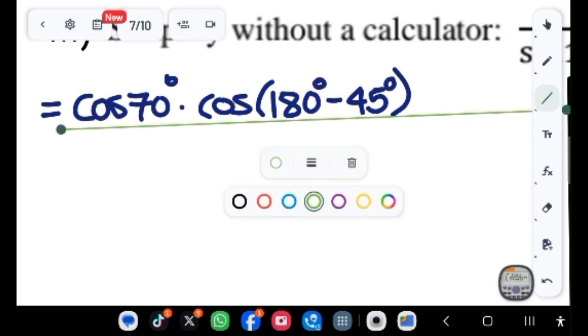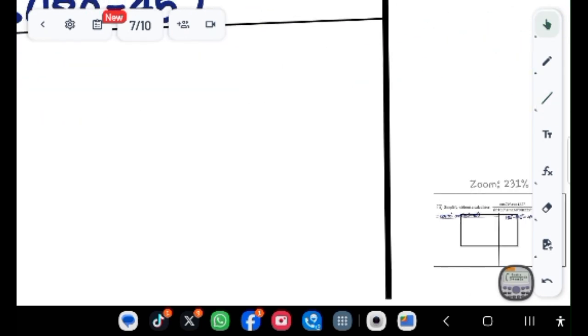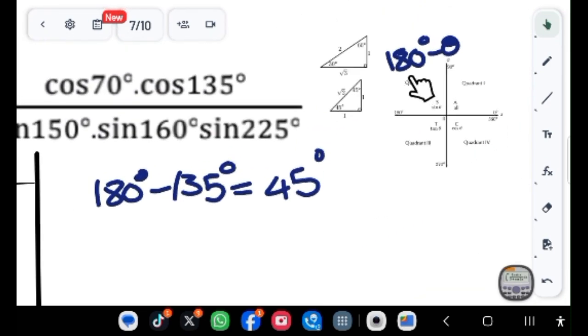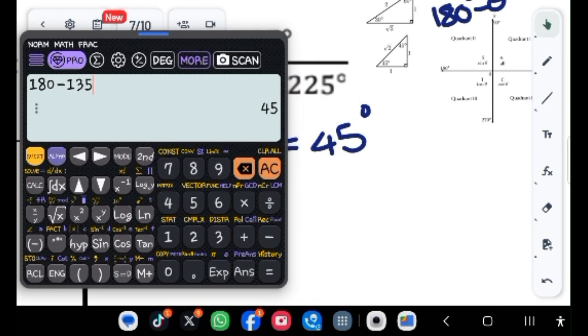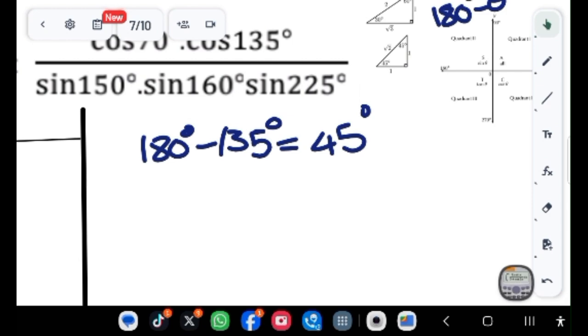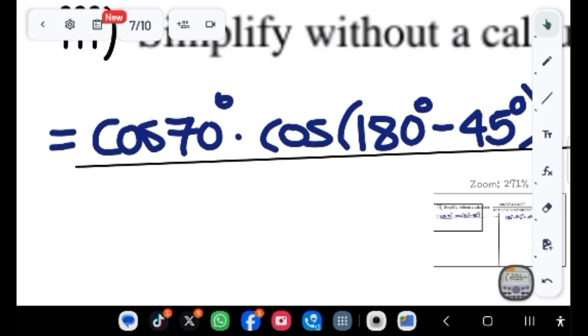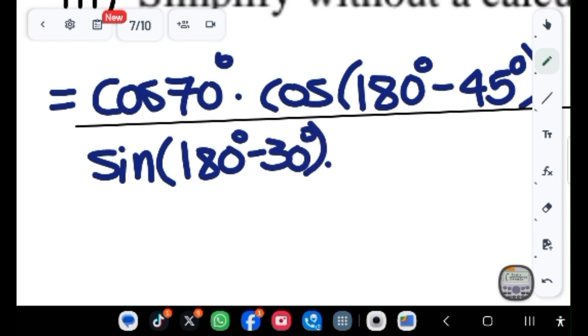Next, at the bottom, we have sine of 150 degrees. 150 is a compound angle that lands us in the second quadrant. We need to express that as 180 minus an acute angle. So we go 180 minus 150, and the acute angle will be 30 degrees. So that is sine of 180 minus 30 degrees. That's a special angle, 180 minus 30 degrees, times.